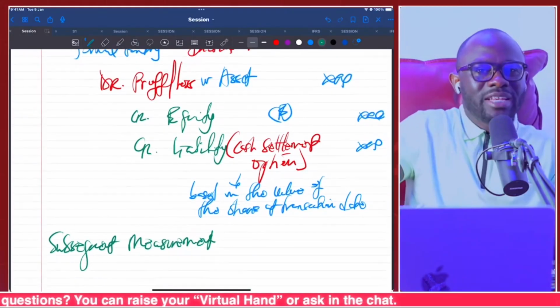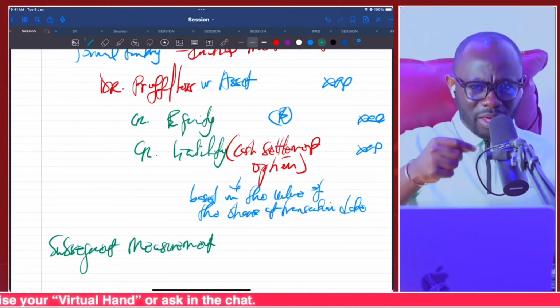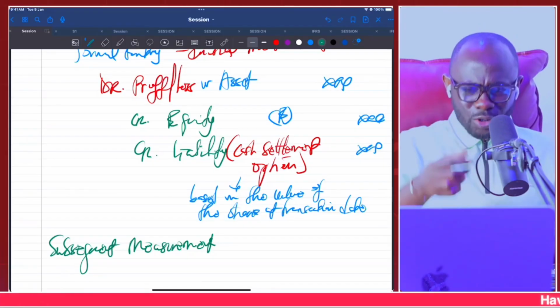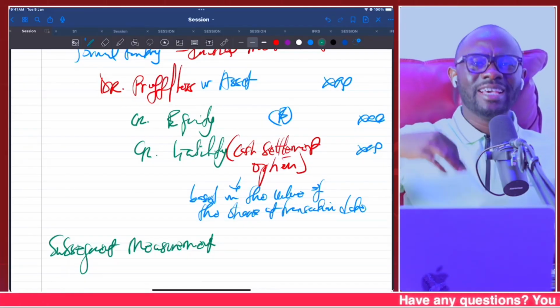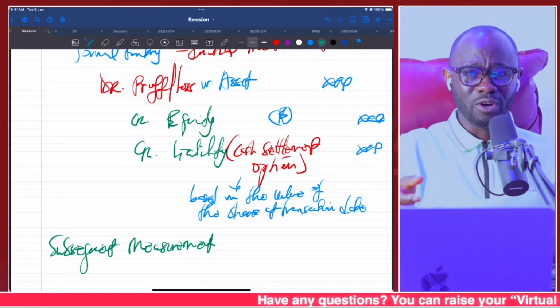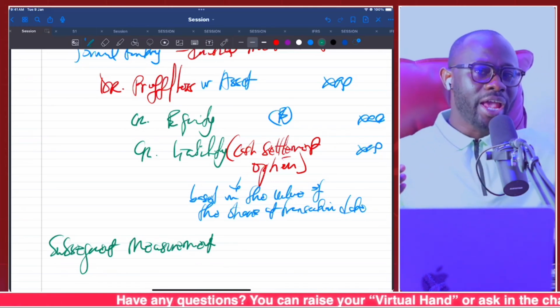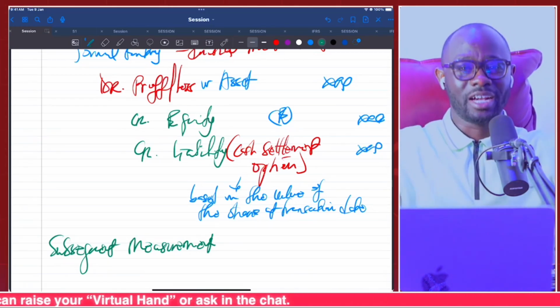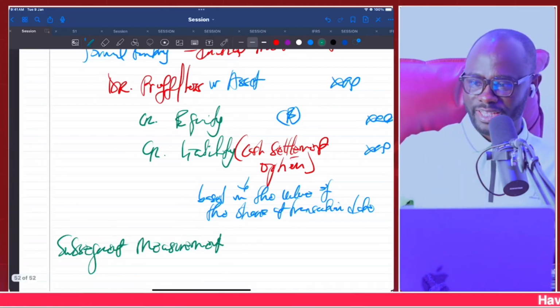Because the initial measurement, you measured it based on the value of the shares of the company. So on subsequent measurement, it is the same thing we do. Because remember, we will pay the person based on the value of the shares of the company. See how beautiful it is?